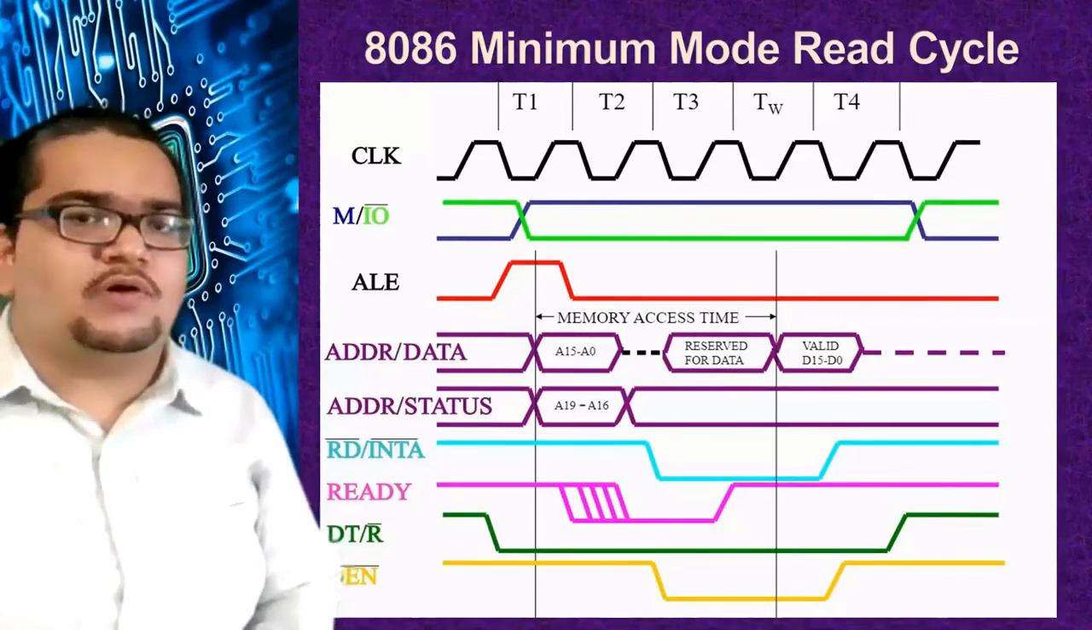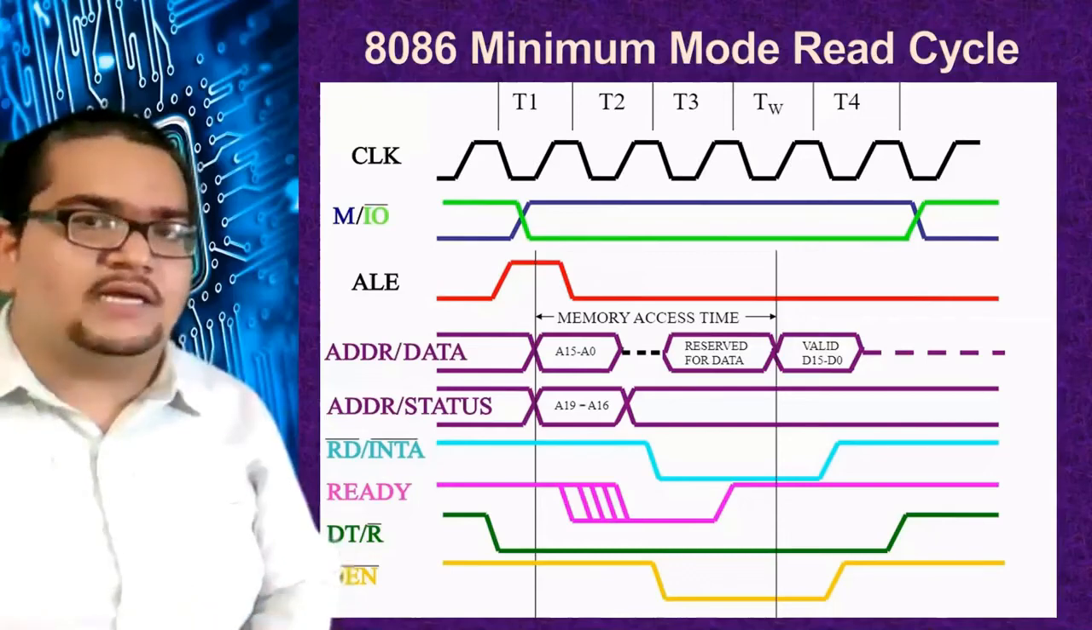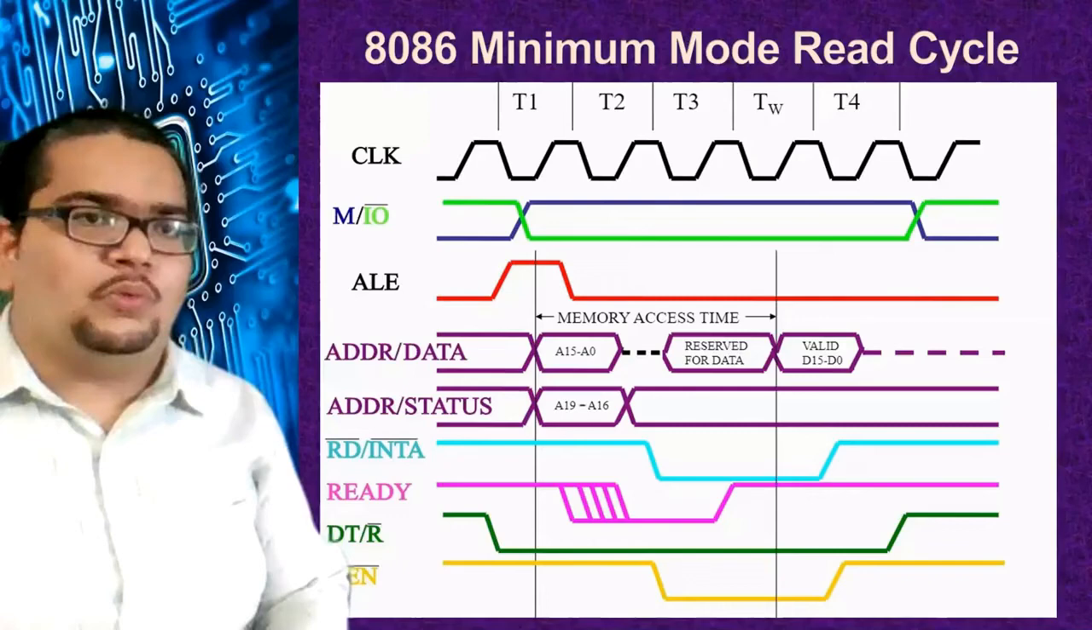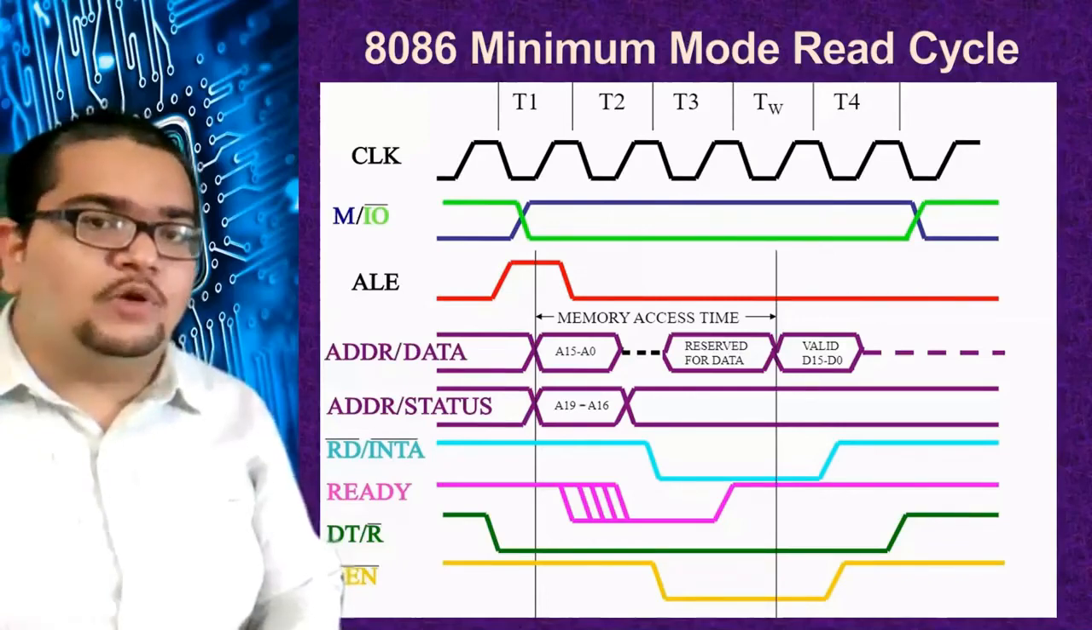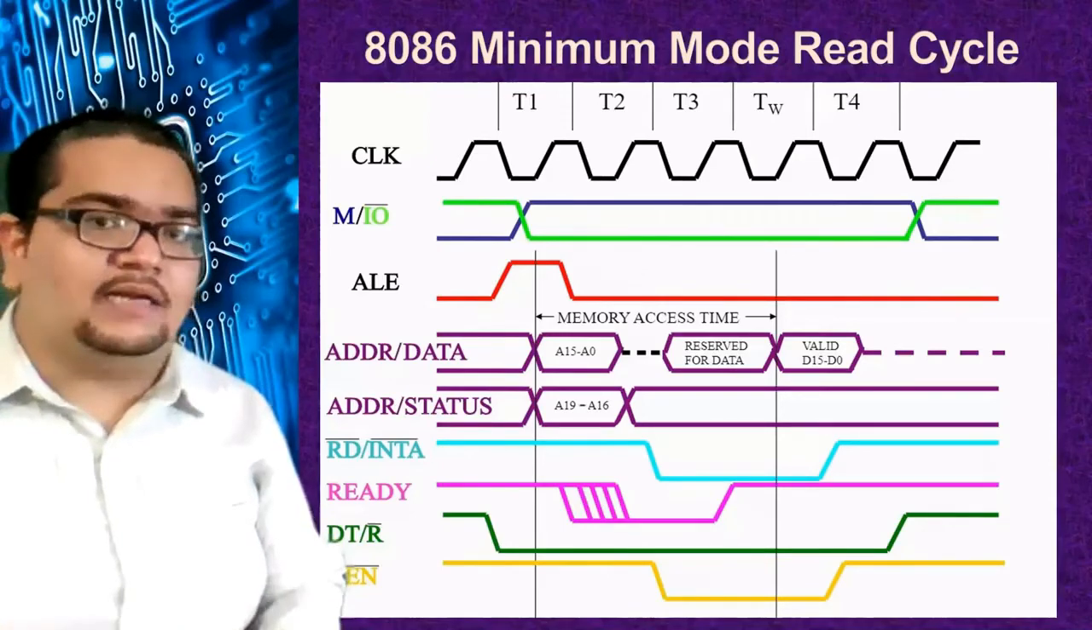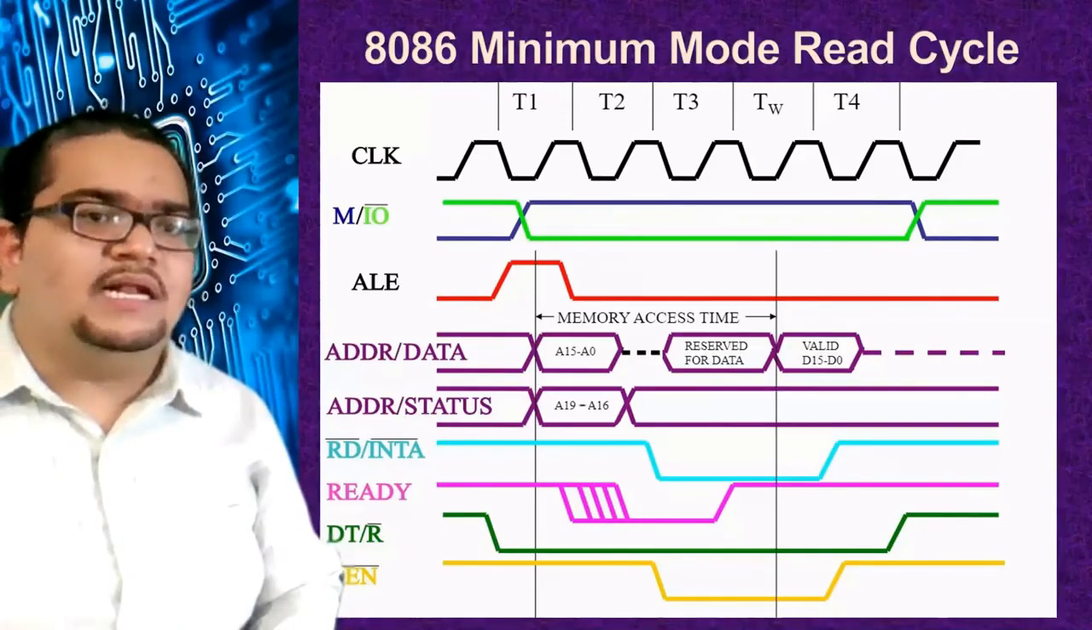So ready is available here. Check out the read signal. As this is a read cycle, memory read is active. Active means it is low. It will be low only when there is data on the AD lines, because the processor is reading data.